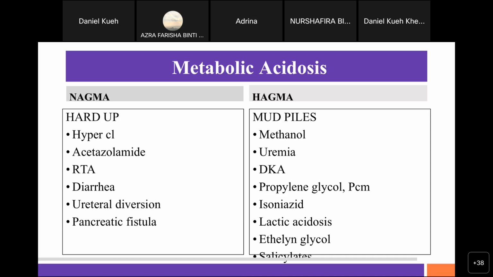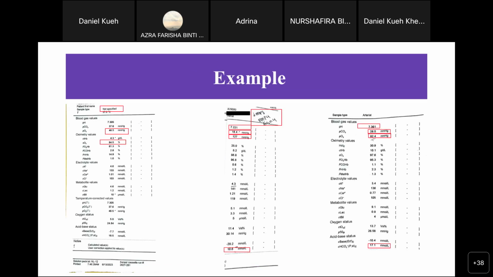Can anyone tell me any example of salicylates? Aspirin. Right. Okay, so I'll go to examples.